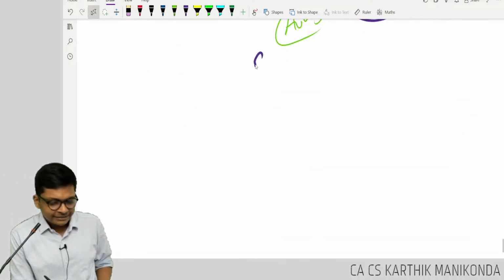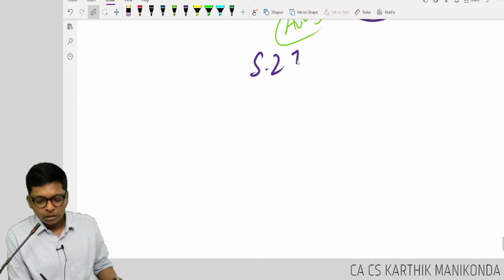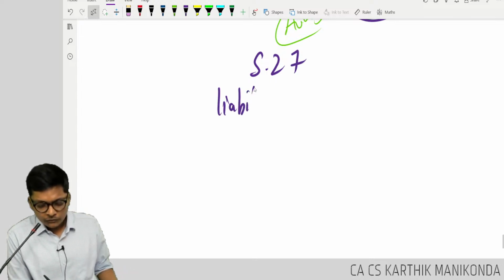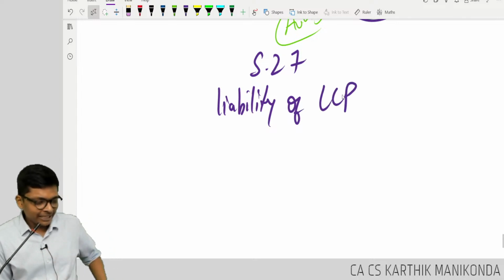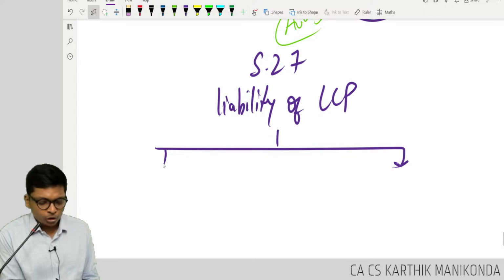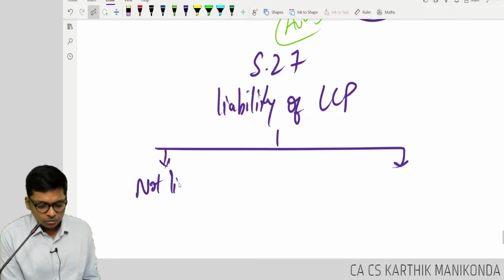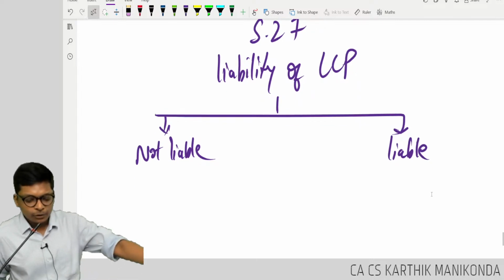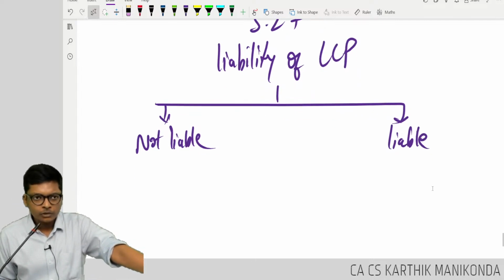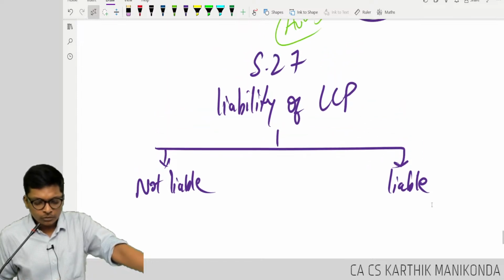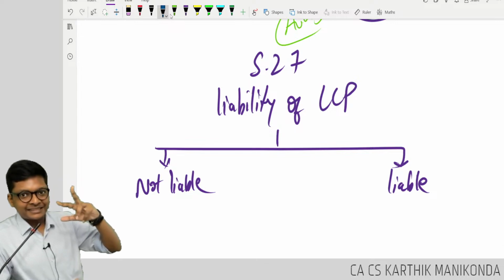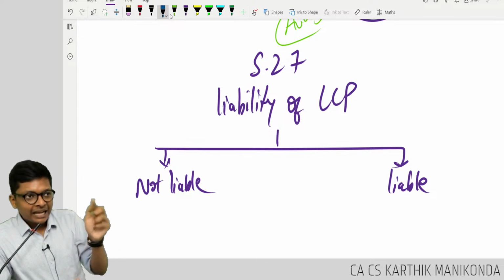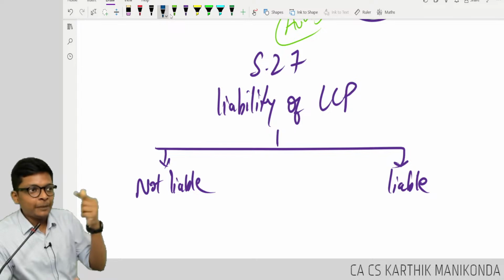Write the provision. Section number 26 over 27. Liability of LLP. Two scenarios. One scenario not liable, one scenario liable. Are you following, guys? When is LLP liable? In our example, when the authority agreement says that Hardik Pandya has the authority to do the act, then LLP is liable.